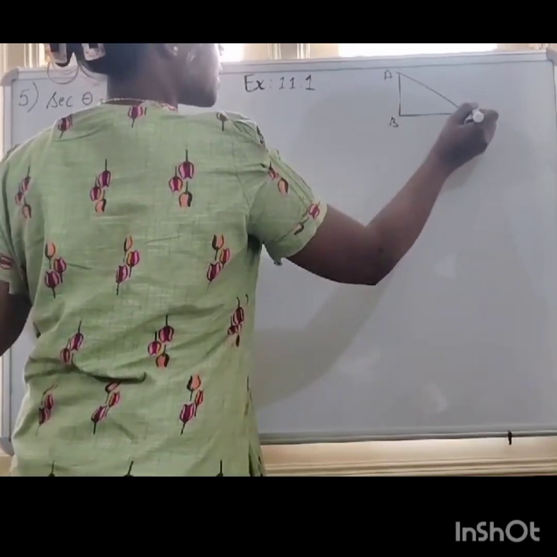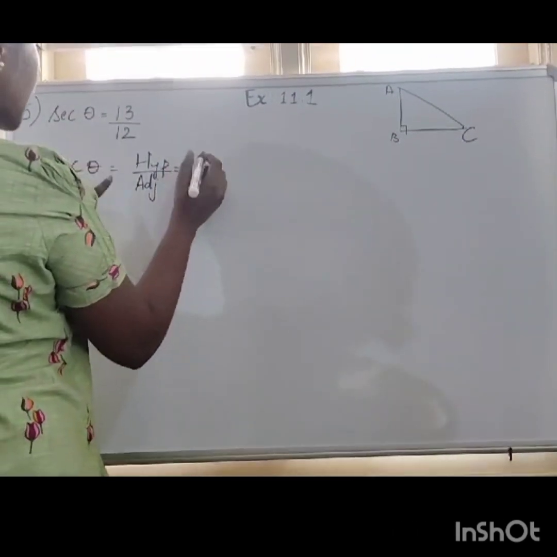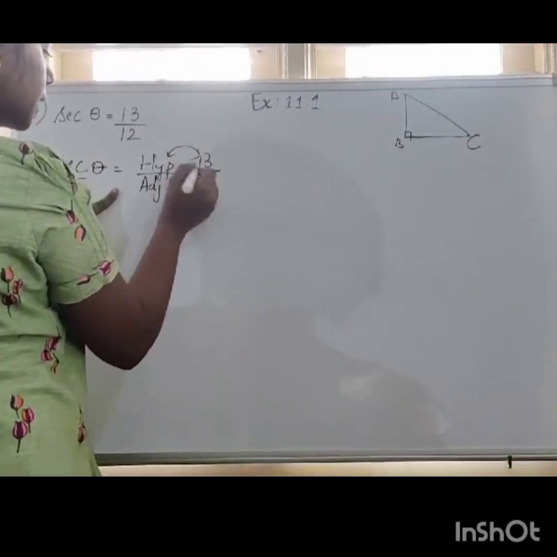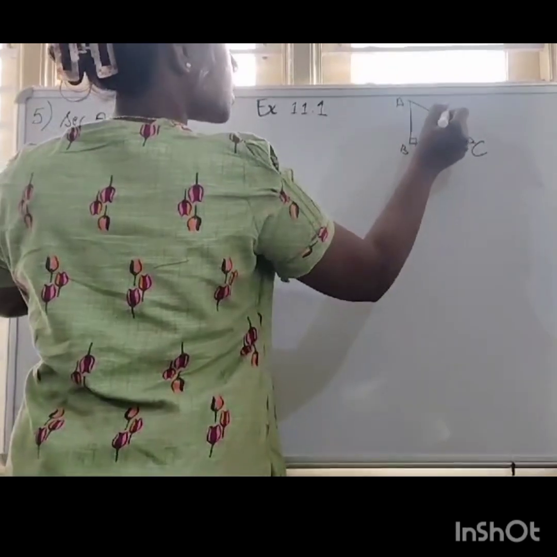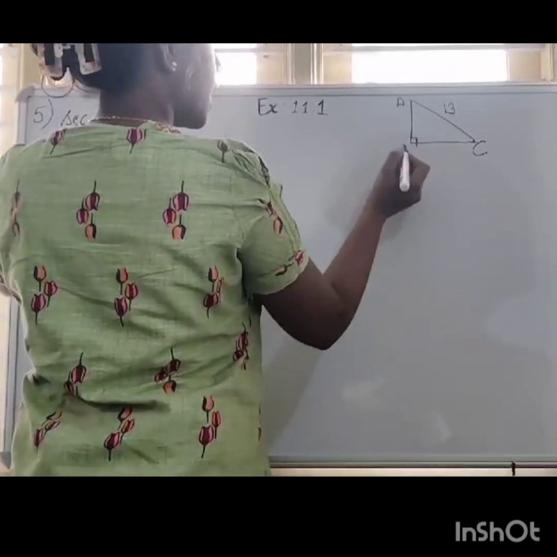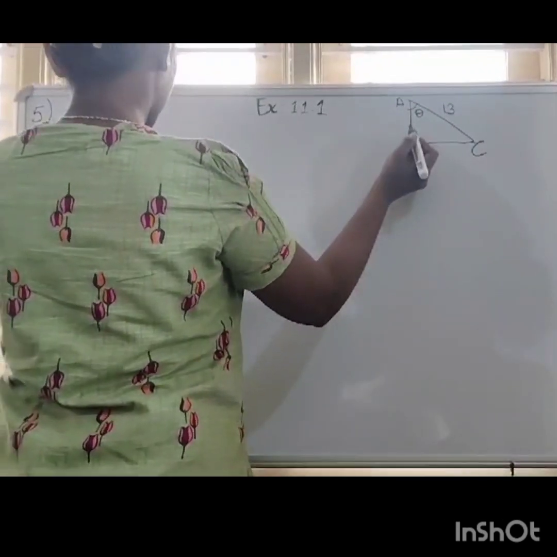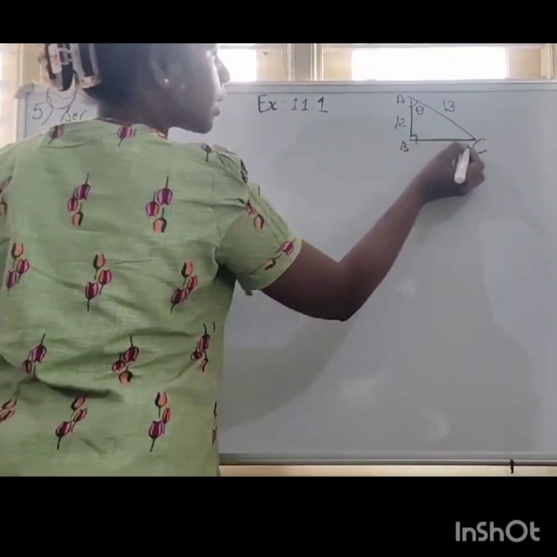Say A, B and C. Now they have given the value as 13 by 12. So our hypotenuse value will be 13 and the adjacent value will be 12. So hypotenuse is 13 centimeter, and if we consider this angle as theta, this will be our adjacent side AB. Now we are supposed to find out BC.